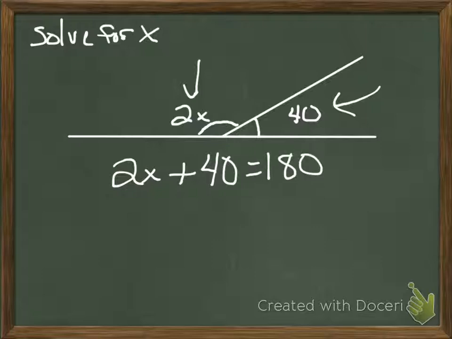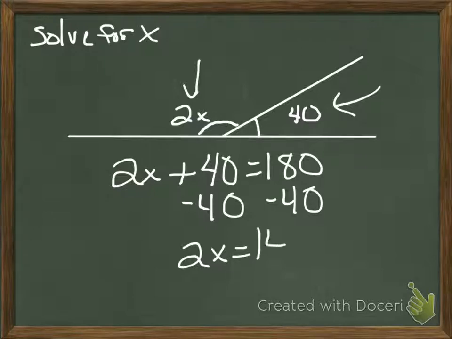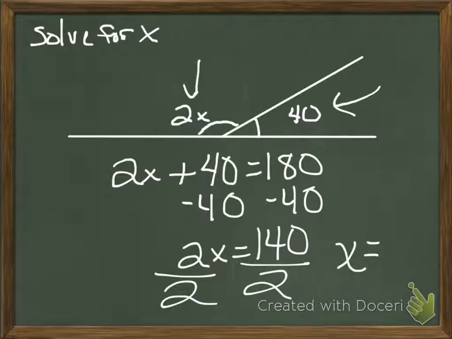And here we have a very simple, very basic two-step equation. Alright, you guys, we've talked about these. We've solved hundreds of them. You can solve them in your sleep. Subtract 40, divide by 2, and x equals 70.